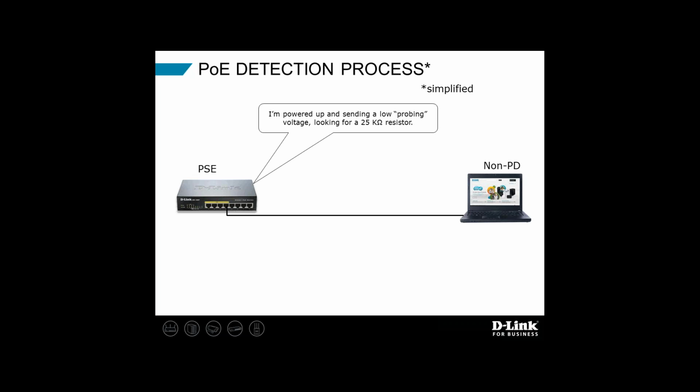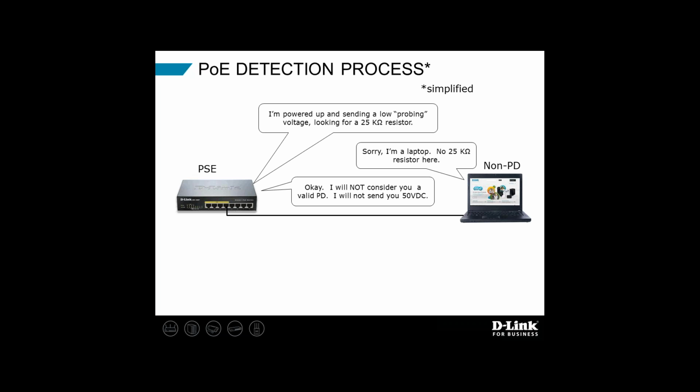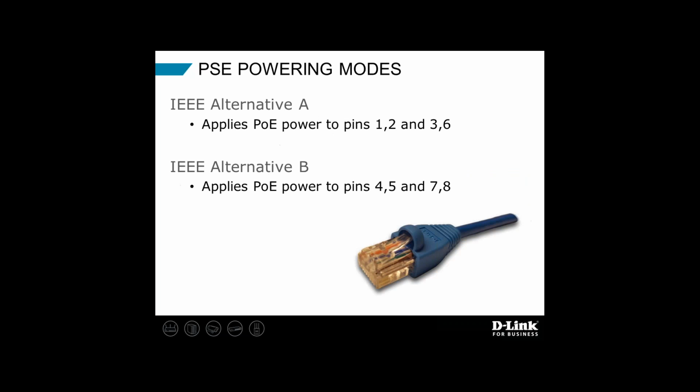So when I plug a PoE switch into my laptop, same thing. He's looking for that 25 k ohm resistor by sending out a low probing voltage, and my laptop doesn't have that resistor. So he says, sorry, I don't have that. You're not going to find that here. And the PSE is smart enough to say, then I will not consider you a valid PD, and I will never attempt to put that 50 volts of DC power on the LAN cable. However, we can still establish Ethernet link and start communicating and sending Ethernet data. So I hope that gives you a quick idea of how that signature detection process works.